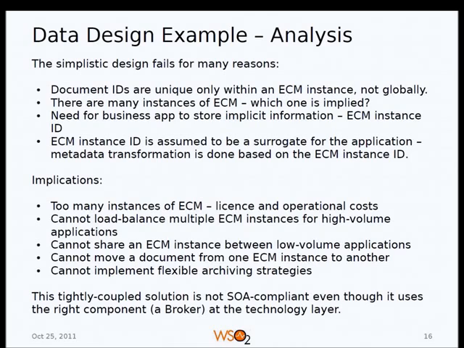Now, there's another requirement as well, because when a document is checked in, it's checked in along with some metadata. Now, the metadata needs to be transformed in some way by the broker before it's put into the ECM.